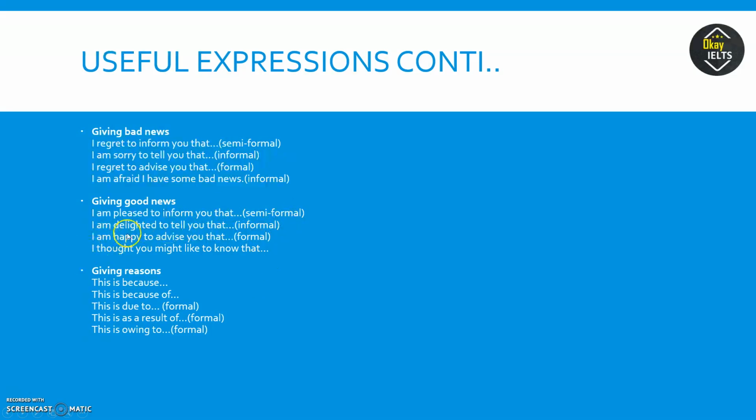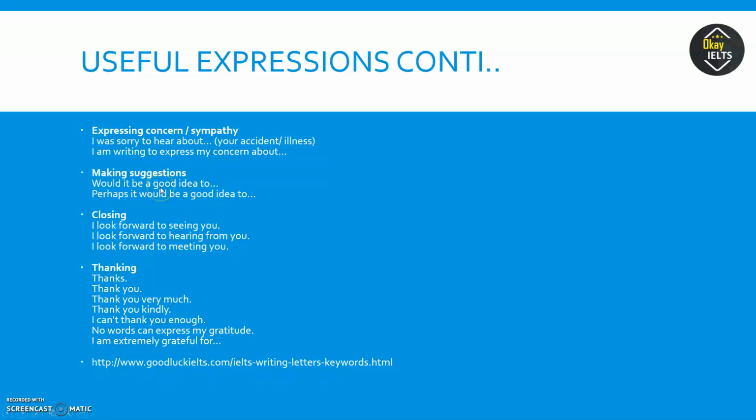Giving good news or giving bad news. I regret to inform you that. I'm sorry to tell you that. I'm afraid I have some bad news. Good news: I'm pleased to inform you that. I'm delighted to tell you. I'm happy to advise. Right? Similarly, expressing concern and sympathy, we have I was so sorry, or I was sorry to hear that, when something wrong happened basically. I'm writing to express my concern about, then you write the statement, right?